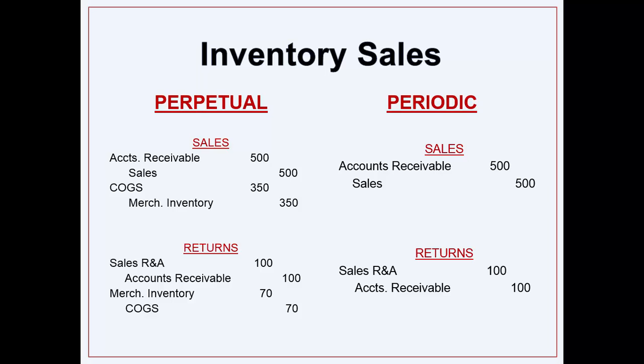Returns also look different. We have sales returns and allowances and accounts receivable. And I want to track that sales returns and allowances separate from sales simply for tracking purposes. It's known as a contra revenue account. Also notice with the return under the perpetual, I increased the inventory account and decreased the cost of goods sold because this time instead of a purchase return, it's a sales return. Instead of me returning it to my supplier, my customer returned it to me. So if I can put it back on the shelf and resell it, if there's nothing wrong with it, I put it back into merchandise inventory.